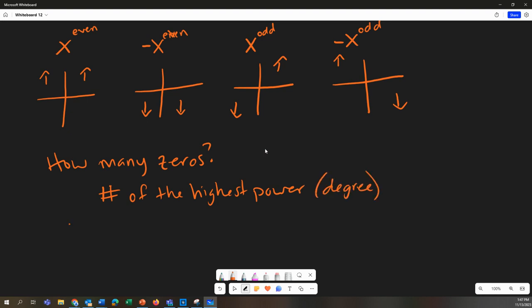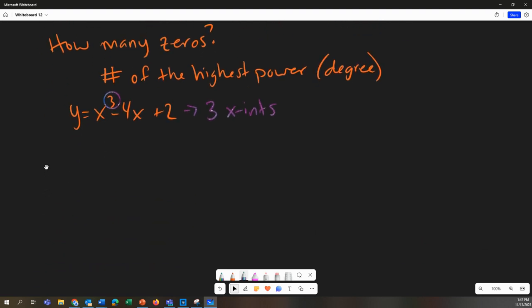Okay, so if I have y equals x to the third minus 4x plus 2, what's my highest degree? X to the third, so I would have 3 x-intercepts, which means that graph could potentially cross 3 times. Now, we do have a couple strange zeros. So this one you're going to need to know eventually as well.